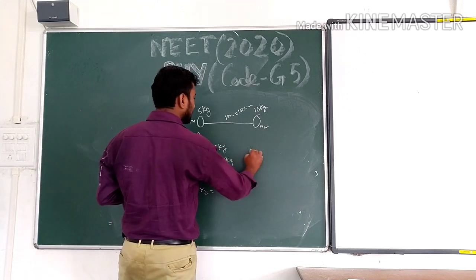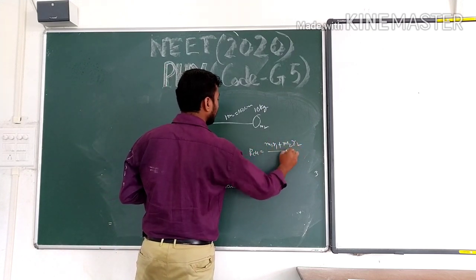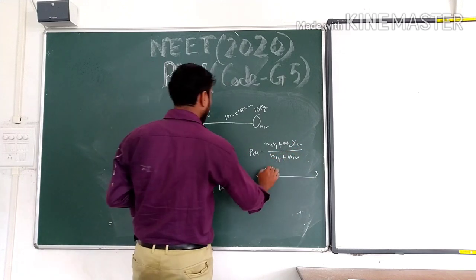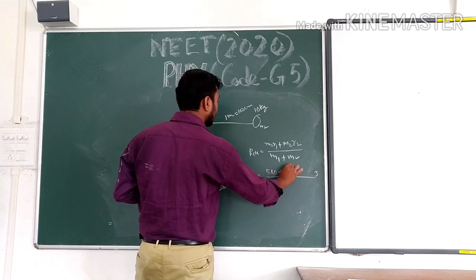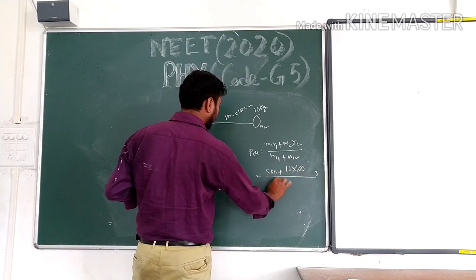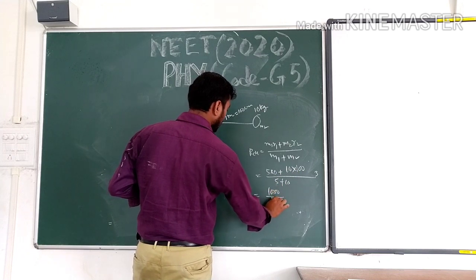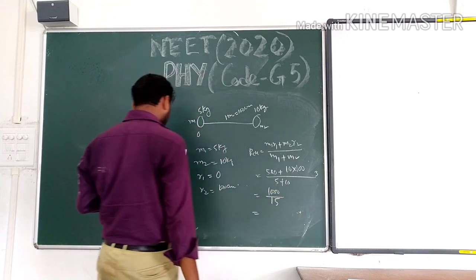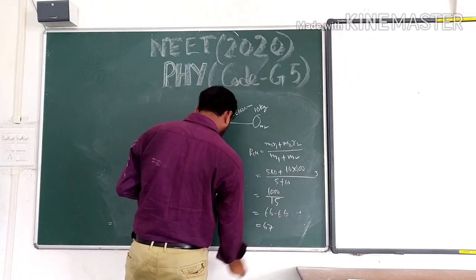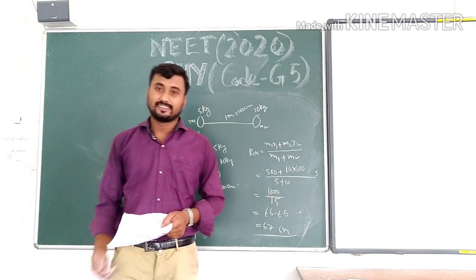So what is the expression? R CM equal to M1 R1 plus M2 R2 divided by M1 plus M2. It will be 5 into 0 plus 10 into 100, divided by 5 plus 10, so it will be 1000 divided by 15. It will be 66.66, so about 67 centimeters. Okay, option 2 is correct.